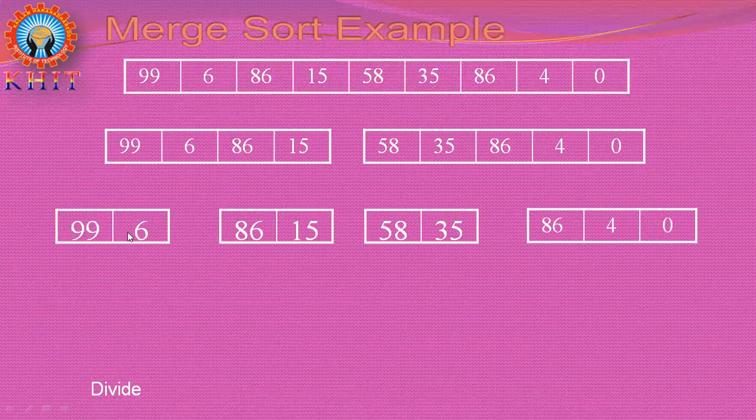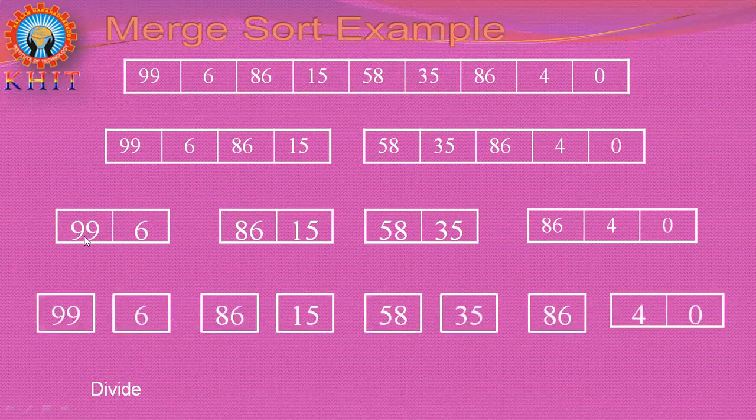The two elements are split into individual elements here, 99 and 6. Here, this array is split into two sub-arrays. Here, this array is divided into two sub-arrays. And here also, there are three elements in the array, and the array is divided into two sub-arrays. There is a possibility of dividing this array once again, so we apply divide to this array and then we get split elements. And here, there is no possibility of dividing the array into more sub-arrays.